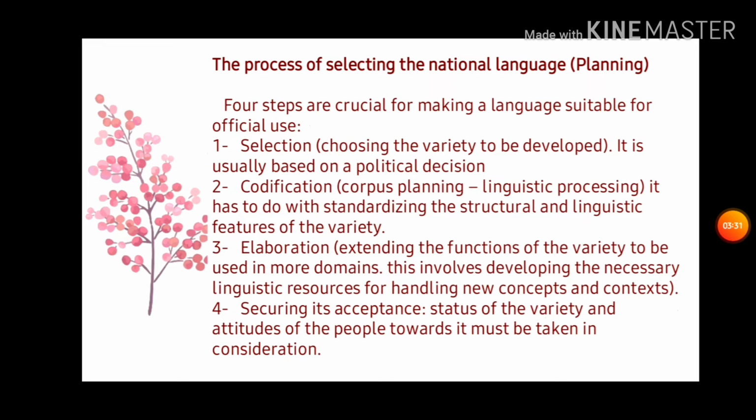Second, codification, corpus planning, linguistic processing. It has to do with standardizing the structural and linguistic features of the variety. Third, elaboration: extending the function of the variety to be used in more domains. This involves developing the necessary linguistic resources for handling new concepts and contexts. Last, securing its acceptance. The status of the variety and the attitudes of the people towards it must be taken into consideration.